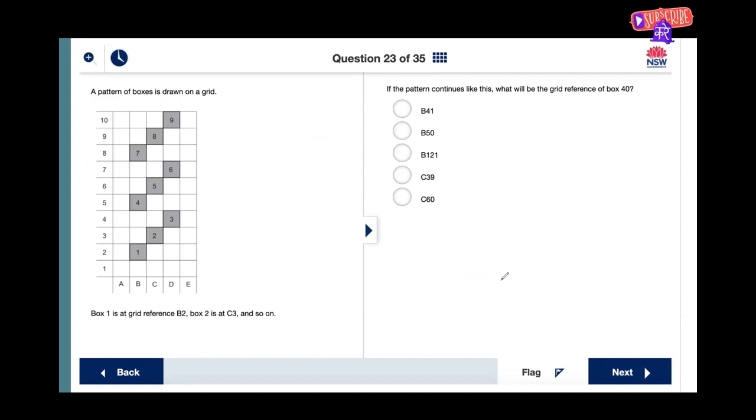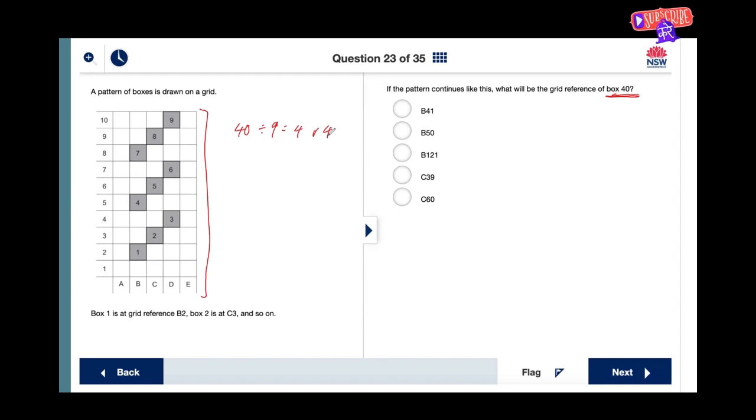The first method is to approach the pattern as a repeating unit of 9. Here are the 9 boxes that I'm given, and I'm going to use this as a repeating pattern. I'm asked to find the grid reference of box 40. To find how many times this pattern of 9 repeats, I divide 40 by 9, which gives me 4, remainder 4. So this pattern repeats 4 times and remainder 4.